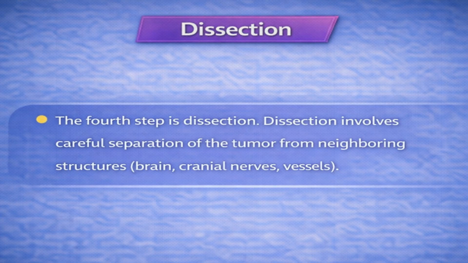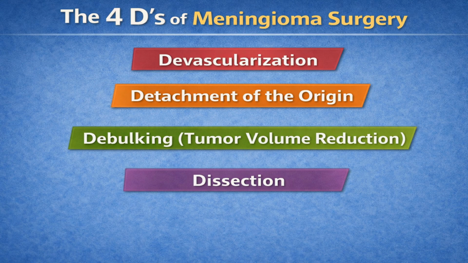The fourth step is dissection. Dissection consists of the careful separation of the tumor from adjacent structures, brain, cranial nerves, and vessels, respecting arachnoid planes and preserving critical structures. In summary, the 4 main steps of meningioma resection are devascularization, detachment, debulking, and dissection.